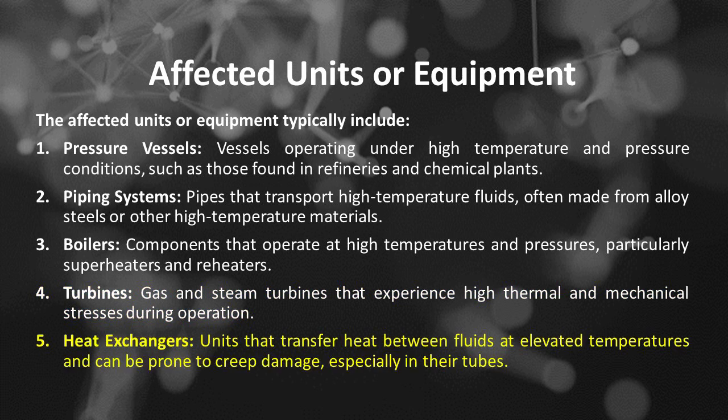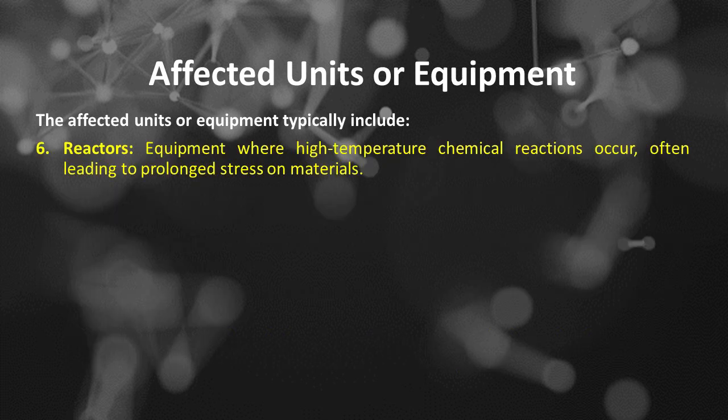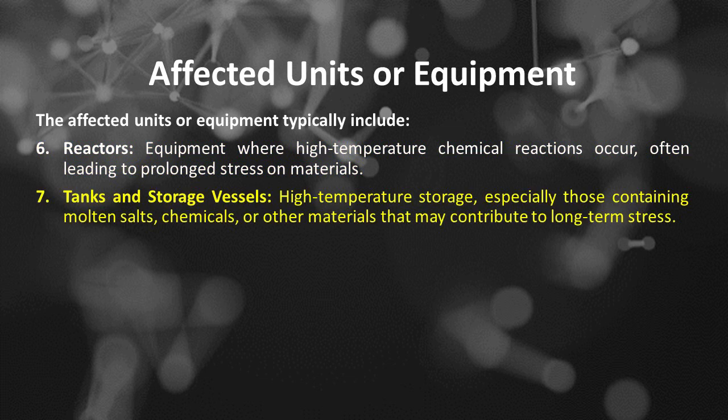Number 5 is heat exchangers. Units that transfer heat between fluids at elevated temperatures and can be prone to creep damage, especially in their tubes. Number 6 is reactors. Equipment where high-temperature chemical reactions occur, often leading to prolonged stress on materials. Number 7 is tanks and storage vessels. High-temperature storage, especially those containing molten salts, chemicals, or other materials that may contribute to long-term stress.